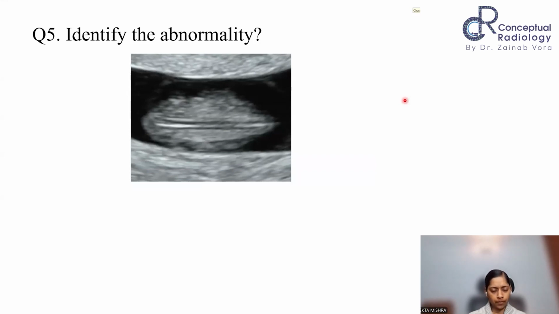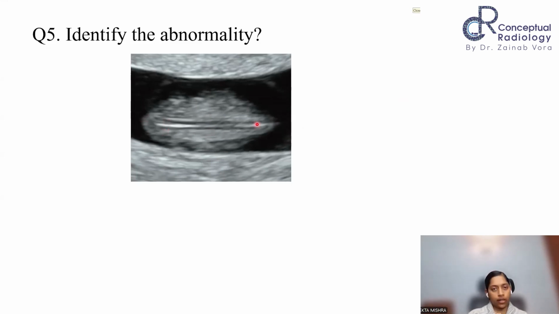Okay. This is a section slightly posterior. I've taken the section towards the back of the baby. So limbs, head, everything is fine. I'm trying to focus on the spine. Do you find any abnormality? So we are trying to focus through the spine.